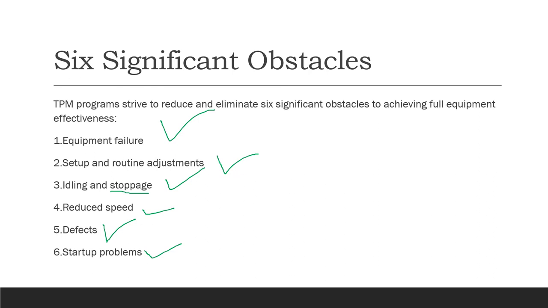Every time you start, it gets stopped. We don't want defects. We don't want slow operation. We want to get rid of reduced speed operation, and keep the speed at the expected level. We don't like idle. We don't like stops. So get rid of all of that. We don't want to do adjustments because they take time to set up. We definitely don't want equipment failure. So you have to take care of the operators who take care of these. Okay, so that's what we do in total productive maintenance.